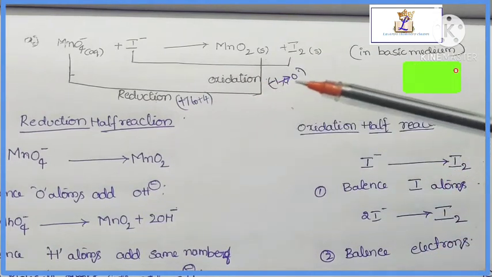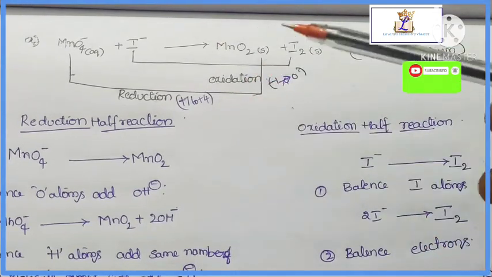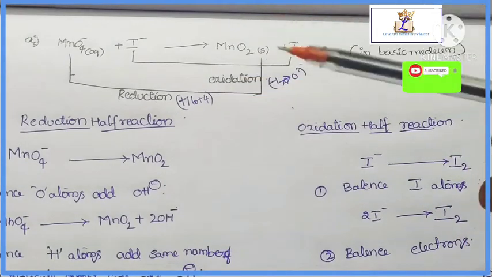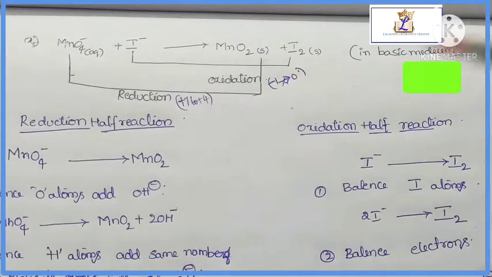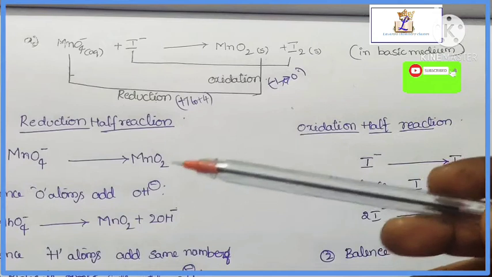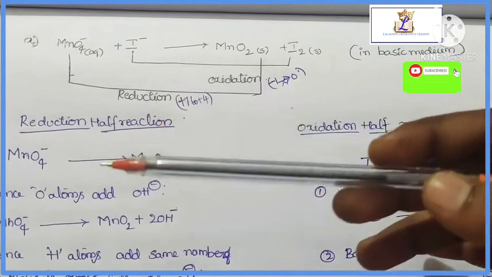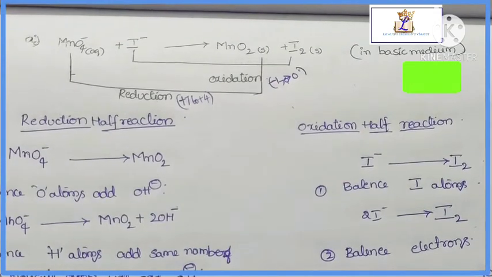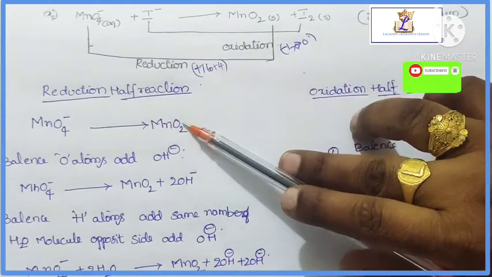Already we know about it. And the next one is the steps. In the first step, we divide the equation into the oxidation reaction and the reduction reaction. In the second step, we separate the reduction reaction and the oxidation reaction. Now in this reduction reaction, we have MnO4 minus and MnO2.